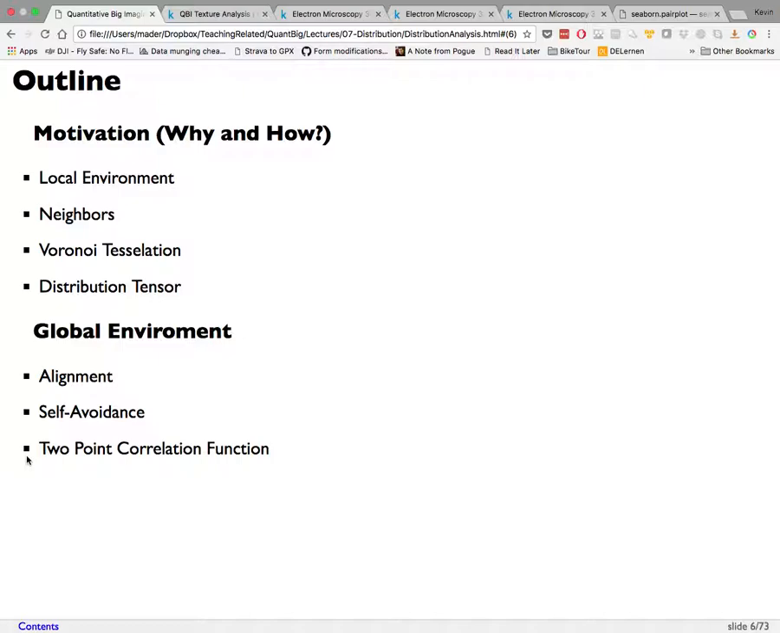And then finally, this more general idea, which is the two-point correlation function, which will then build off into texture analysis.